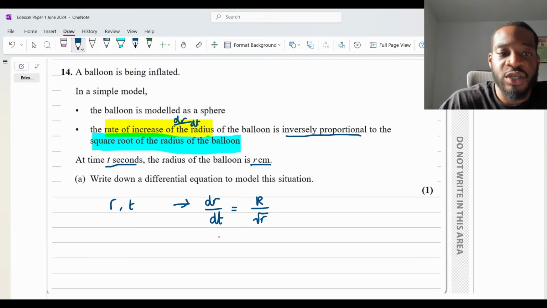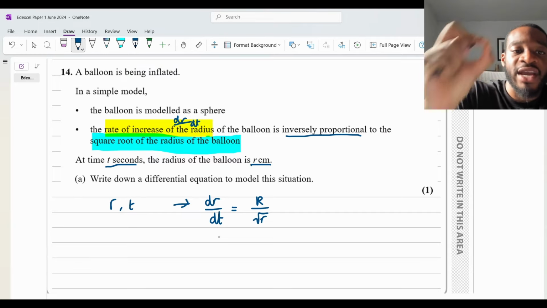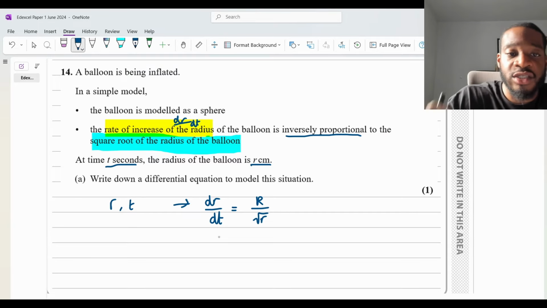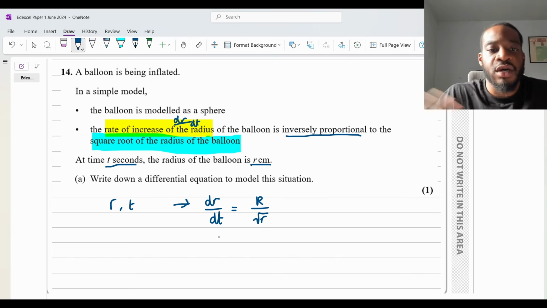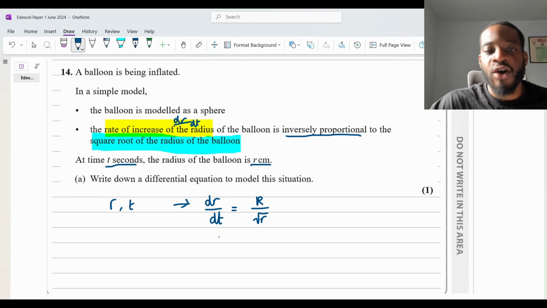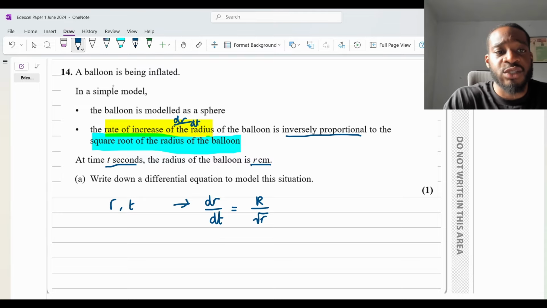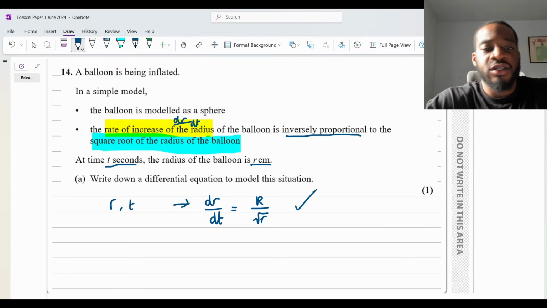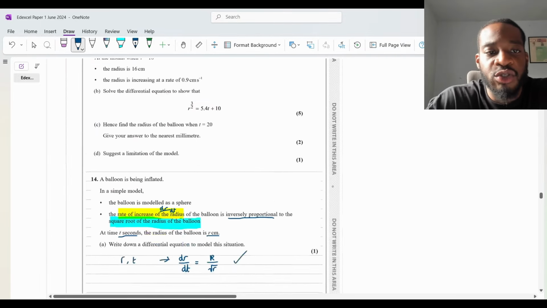And that's how you always do these questions. Just do it bit by bit. Look for that word rate, right? Rate of increase of the radius. The radius is changing with respect to what? With respect to time. So it's dr by dt is inversely proportional, k over square root of r. That's it. So that's part A. That's 1 mark in the bag. Okay. So that's done. Let us continue and go to part B.